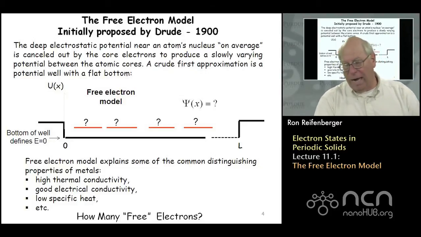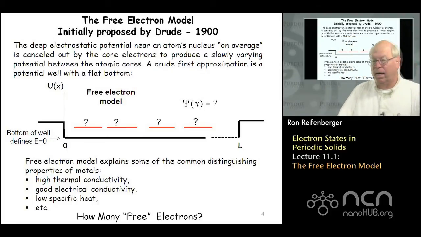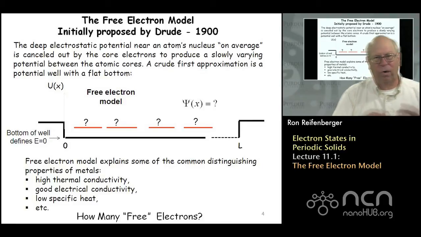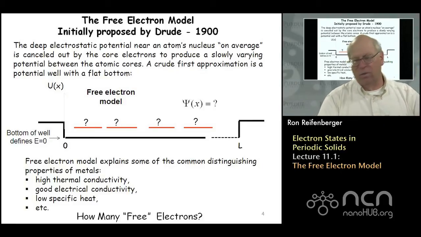The free electron model does a really good job of explaining some of the common features of all metals. These common features are that metals have a very high thermal conductivity. They have a very good electrical conductivity, so they conduct electricity very well. They have a low specific heat. All of these are macroscopic manifestations of what we know are good metals.